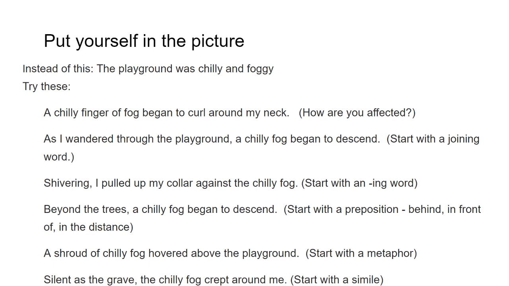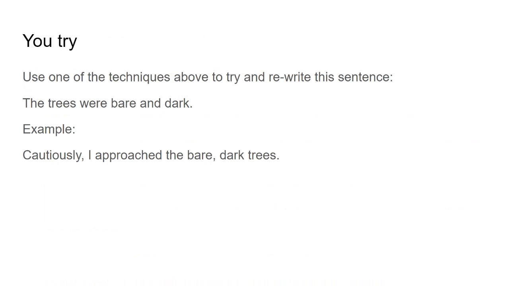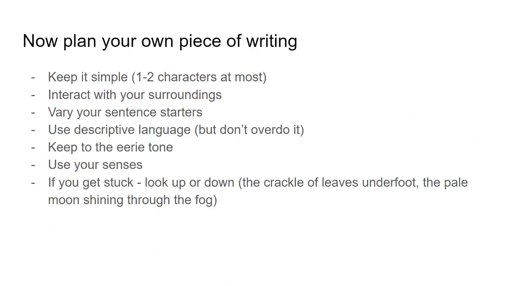A shroud of chilly fog hovered above the playground. So there we've started with a metaphor. And then the last one, we just started with a simile. Silent as the grave, the chilly fog crept around me. So there's a few ideas there for varying your sentences. Have a go at that. Use one of the techniques above to try and rewrite this sentence. The trees were bare and dark. So I've started with cautiously, I approached the bare, dark trees. So I put myself in that picture and sort of described how I'm approaching the trees.